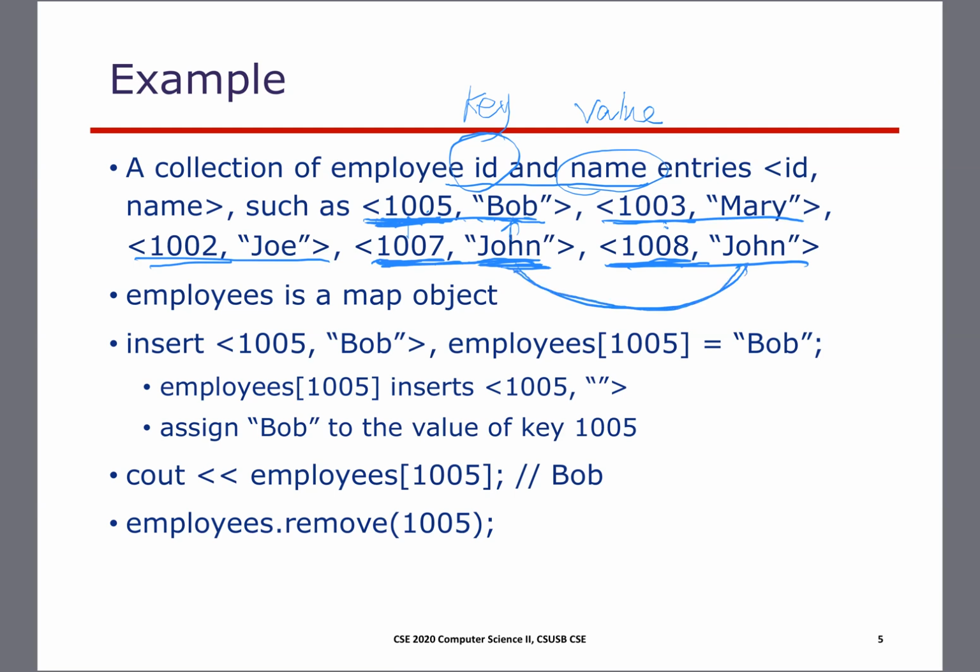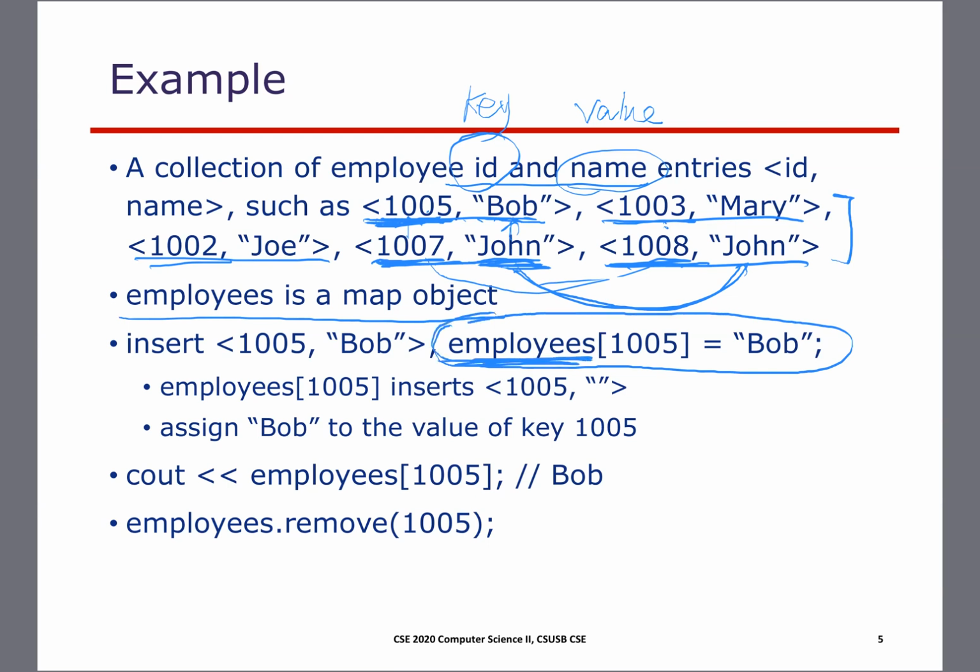But their IDs, or their keys, are unique. So employees is a map object, and then we insert these 5 entries, or 5 pairs, in this map object. We can use the index operator to do this. Employees is the map object name. We use the index operator. 1005 is the key, and this is the value. So we use this index operator to insert this entry in the map object.